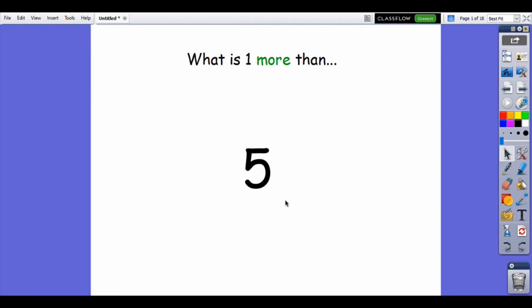What is one more than 5? 6. Brilliant. One more than 10. 11. One more than 9. 10 would be the next number. One more than 17. 15, 16, 17, 18. Brilliant.